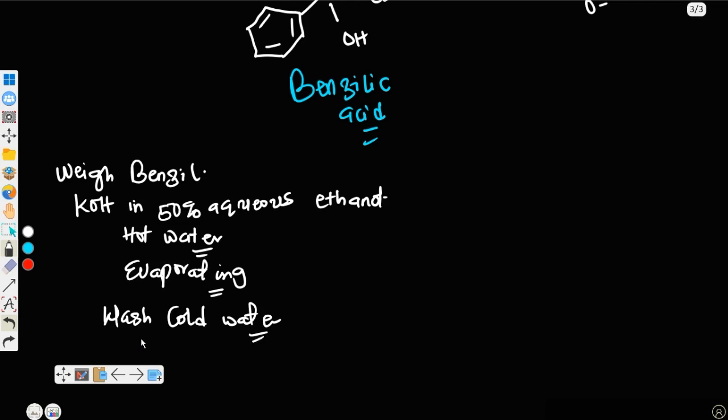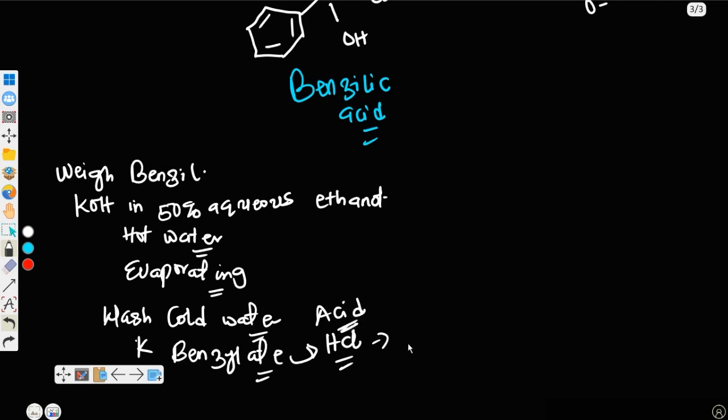Then after crystallization, you will dissolve in 20 ml of water. That is, first of all, you are going to form what we call potassium, not sodium, because you use potassium in this case, potassium benzilate. That is the first thing that is going to form. Then this potassium benzilate, you react it with HCl, hydrochloric acid, which is acid hydrolysis of the benzilate to benzilic acid.